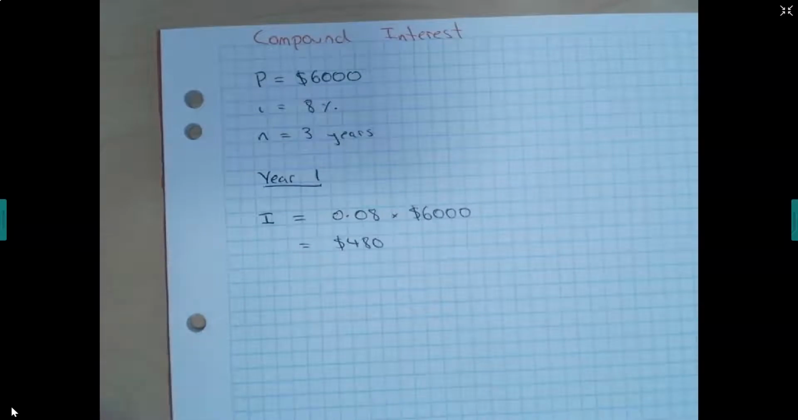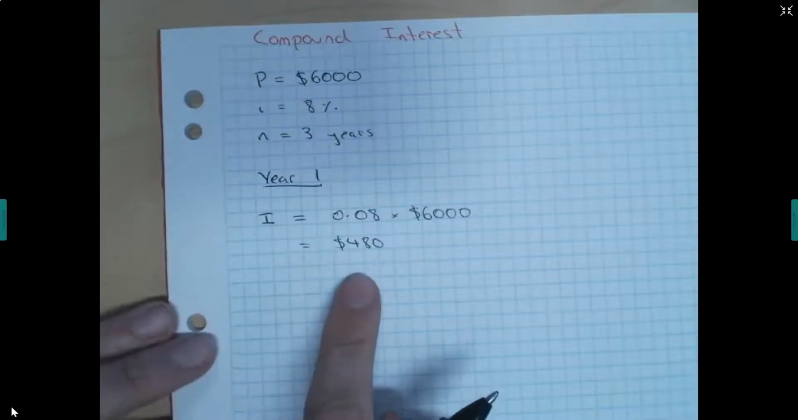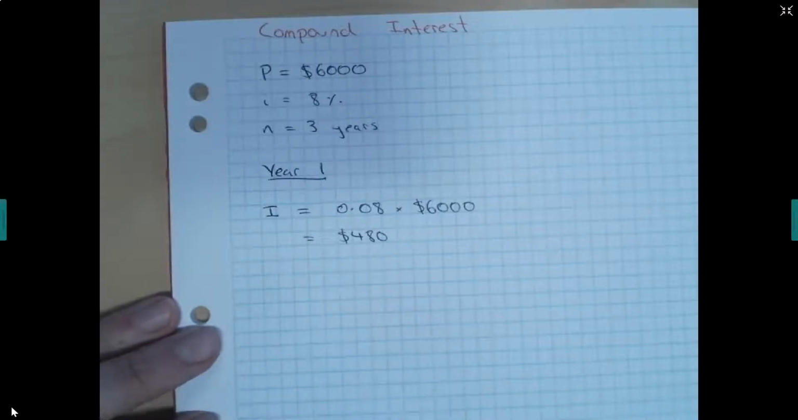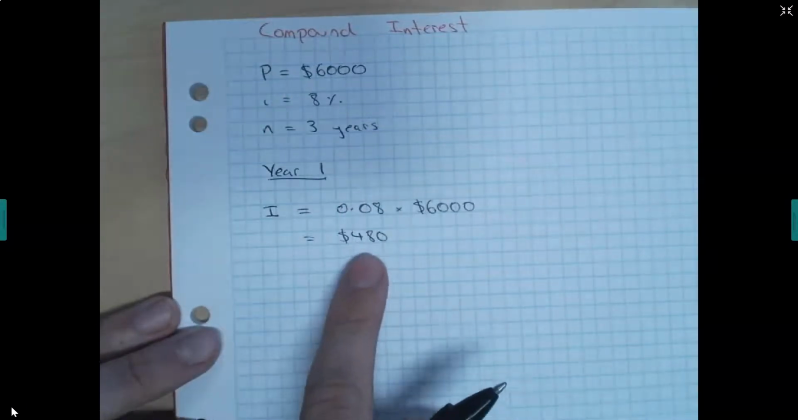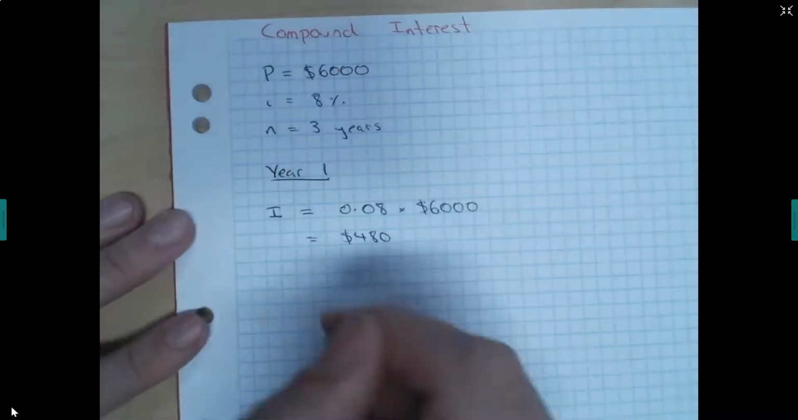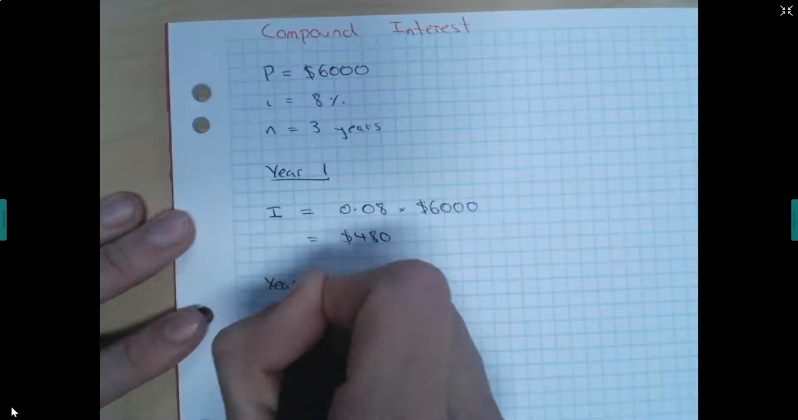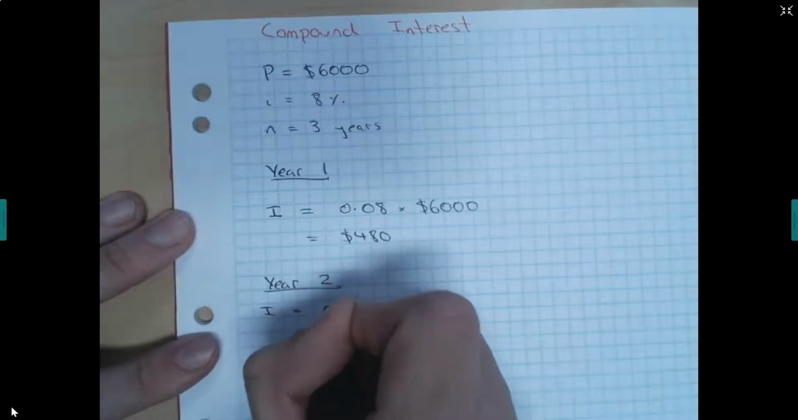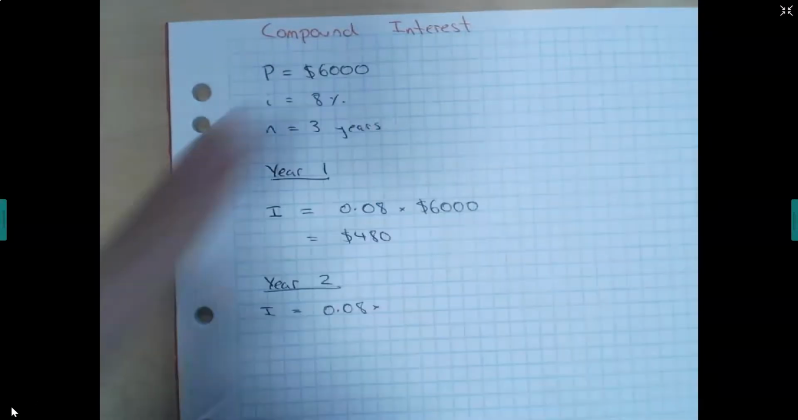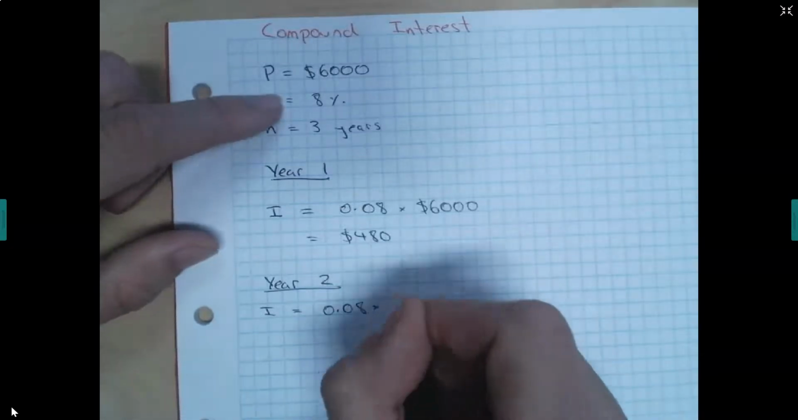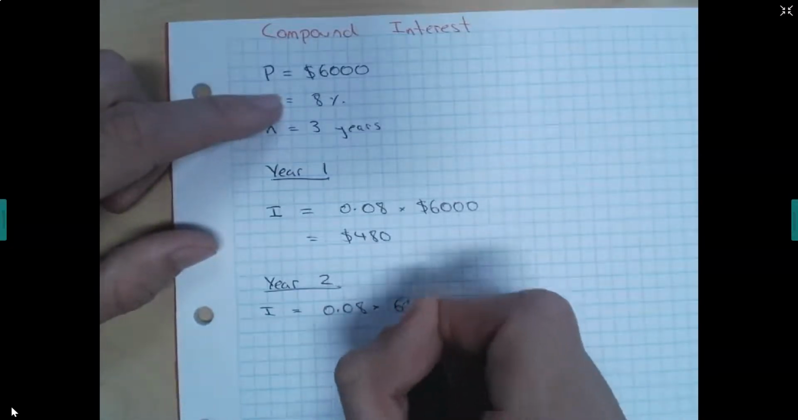So now this is where the compounding comes into it. It's earned 480, so that 480 is now going to get added to the principal. Imagine you've got a bank account, you had 6,000, it earned $480 of interest, and now in your bank you've got $6,480. So year 2, now the interest is going to be 8% of, not 6,000, we have to add the interest that it made. So we're going to find 8% of 6,480.